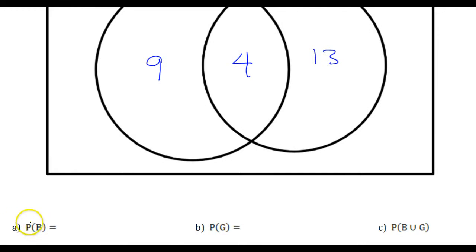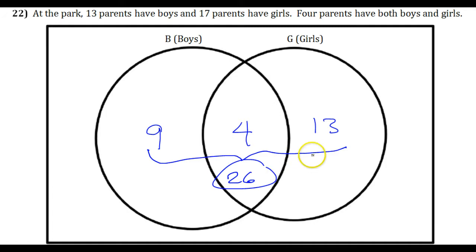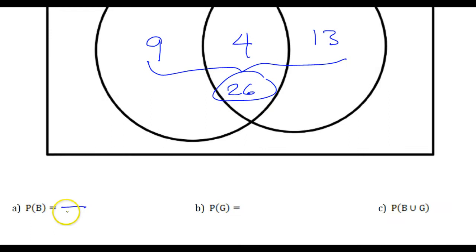So for part A, when you see the P in front, that means probability. That's target over total. So that's when we're going to be making a fraction. So let's stop and consider what's the total number of parents at the park. We have to add up all 3 of these numbers, and that should be the total. Well, 9 plus 4 is 13, plus 13, that's 26. So the total is 26. Just keep that in the back of your mind. So whatever the probability is going to be, we're definitely going to divide by 26.